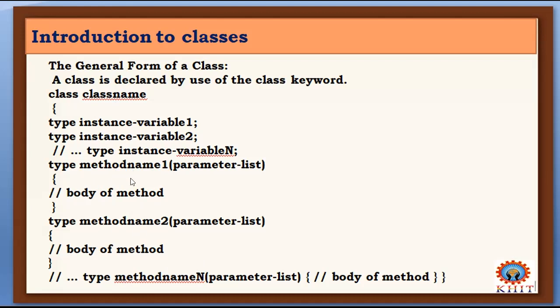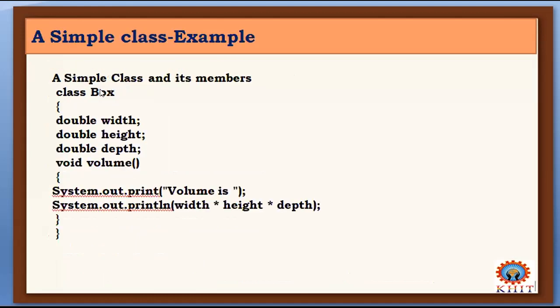Okay, so let's see a small example. Here I want to write a class for a box. What are the properties of the box? It has some width, some height, and some depth. And then what are the methods I can perform with these parameters, width, height, and depth? By using these three parameters, I can find out the volume. So volume is the method I can perform on this particular class.